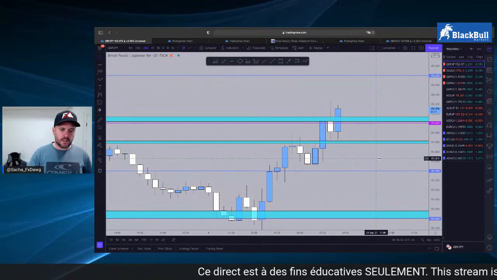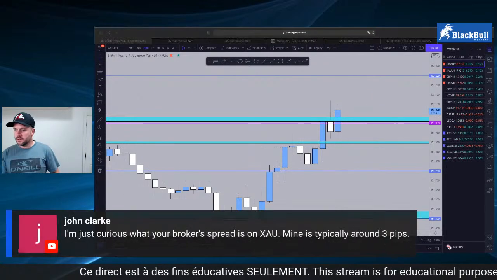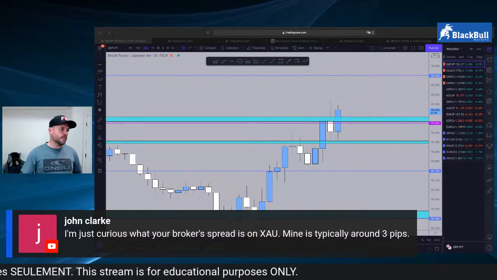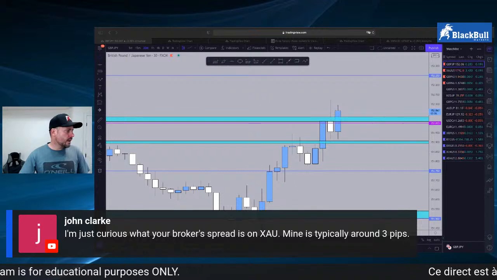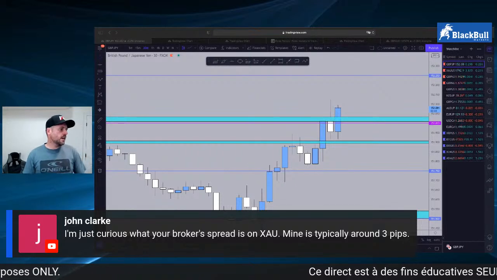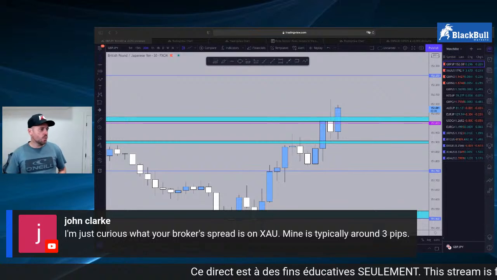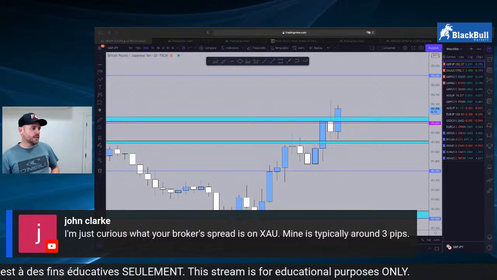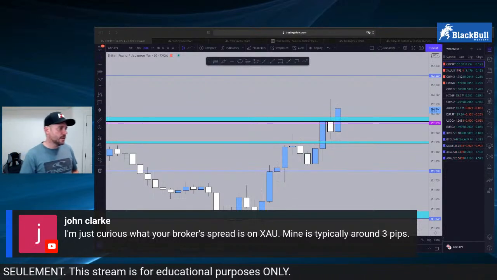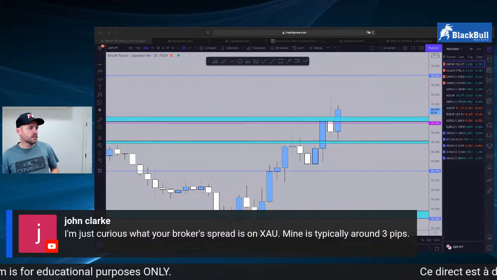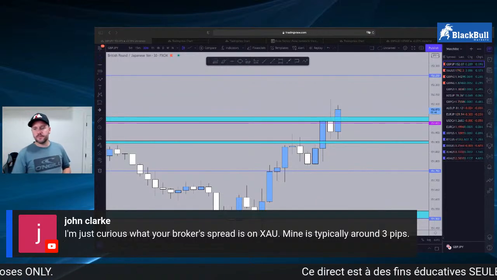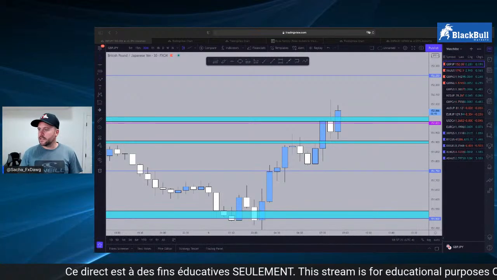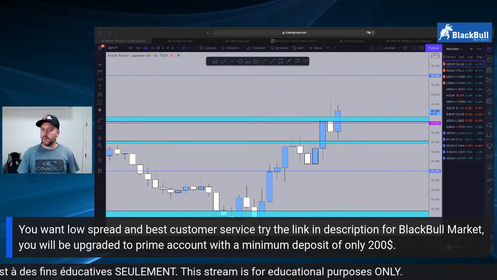I'm just curious what your broker spread is on gold. Mine is typically around 3 pips. Right now, mine is 1.4, 1 pip, 1.2, 2 pips, 1.1, 1.2, 1.9, 1.6, 1 pip, 0.8, 1.4. So around there, between 1 and 2 pips. So yeah, black bull market, guys. So let me put this here. Bam.